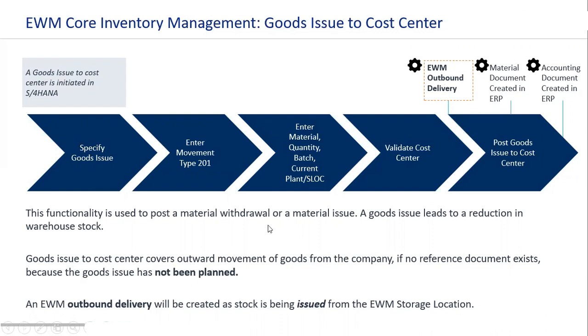This functionality is used to post a material withdrawal or material issue. A goods issue leads to the reduction in warehouse stock. Goods issued to cost center covers outward movement of goods from the company if no reference document exists because the goods issue has not been planned. An EWM outbound delivery will be created as stock is being issued from the EWM storage location.